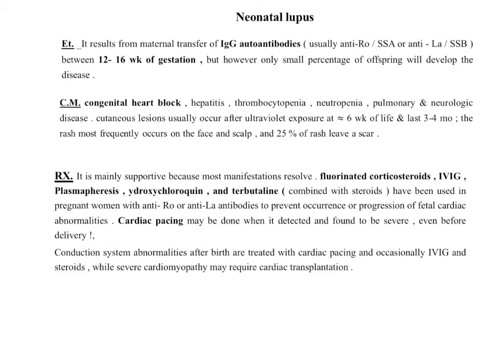Cutaneous lesion usually occurs after ultraviolet exposure at about 6 weeks of life and lasts 3 to 4 months. The rash most frequently occurs on the face and the scalp, and 25% of the rash leaves a scar. Treatment of neonatal lupus is mainly supportive, in addition to fluorinated corticosteroid, intravenous immunoglobulin, plasmapheresis, hydroxychloroquine, and cardiac pacemaker in patient with congenital heart block.